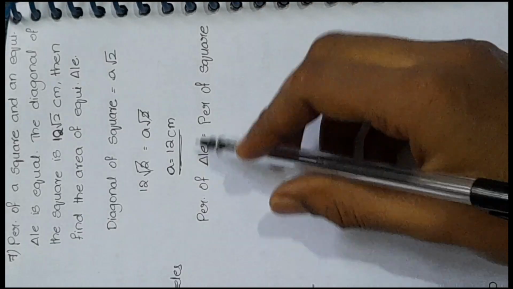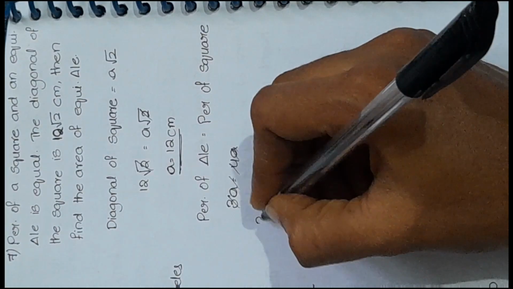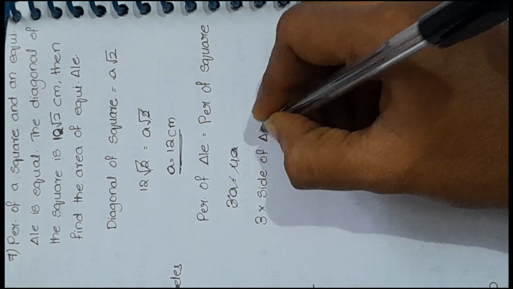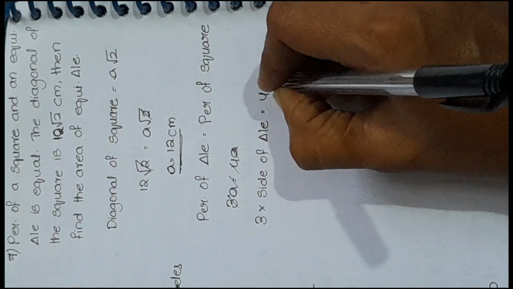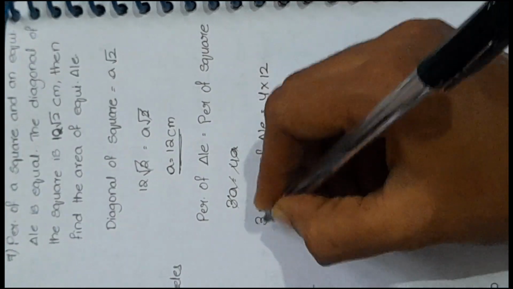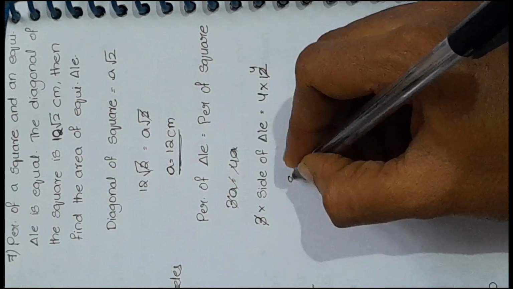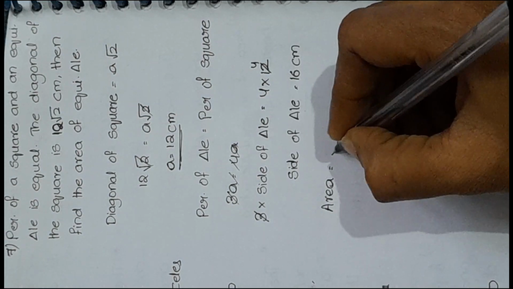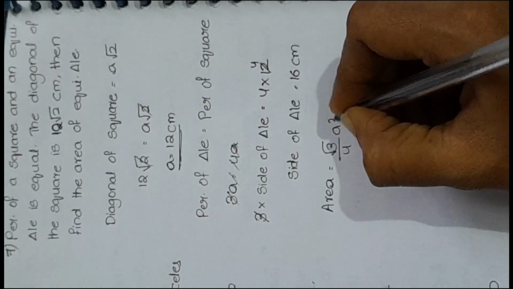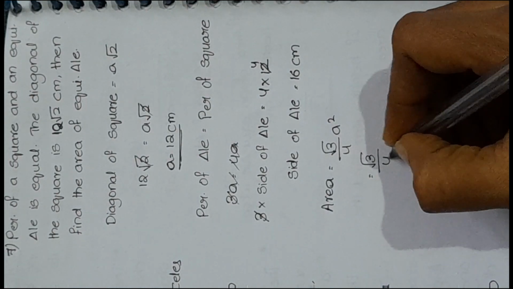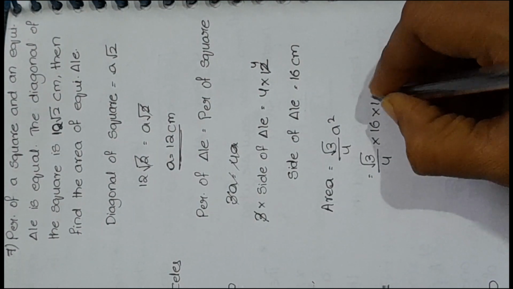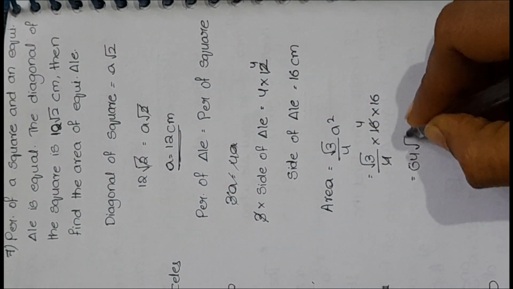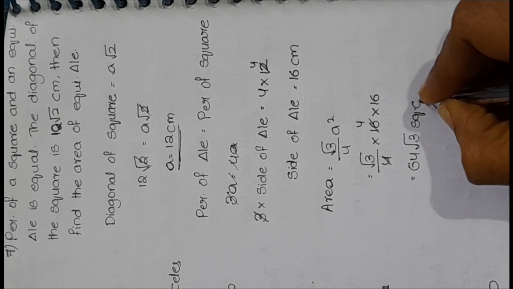Here in the question, the perimeter of the triangle is given as equal to the perimeter of the square. 3 into side of triangle is equal to 4 into each side of the square, which is 12. So 3 ones, 3 fours. Side of triangle is equal to 16. Area of the equilateral triangle formula is root 3 by 4 a square. Root 3 by 4 into 16 into 16. 4 ones, 4 fours. So the area of the triangle is 64 root 3 square centimeters.